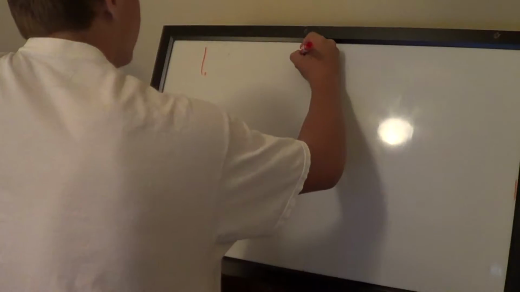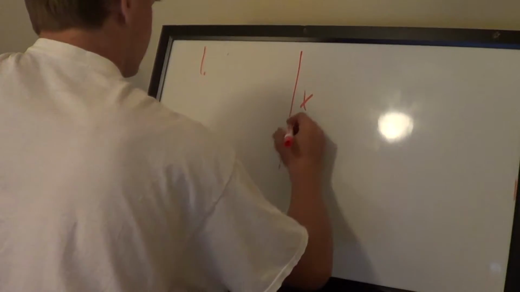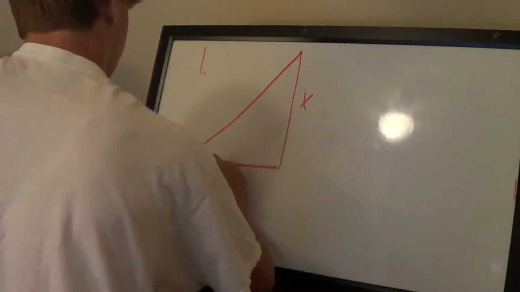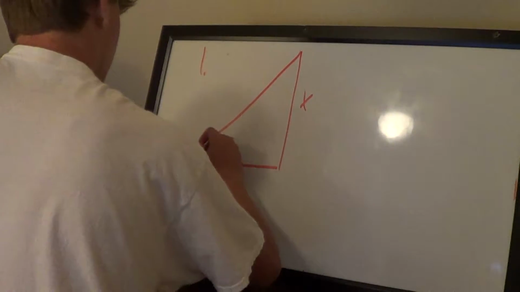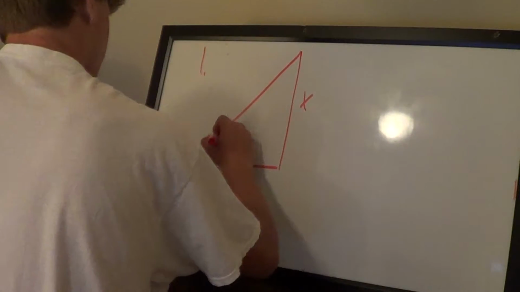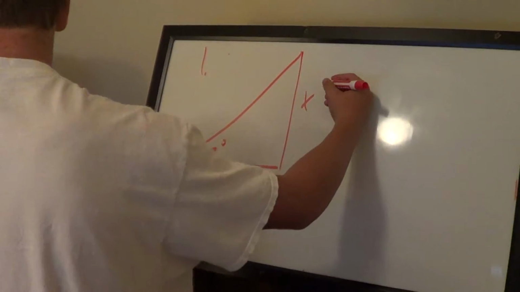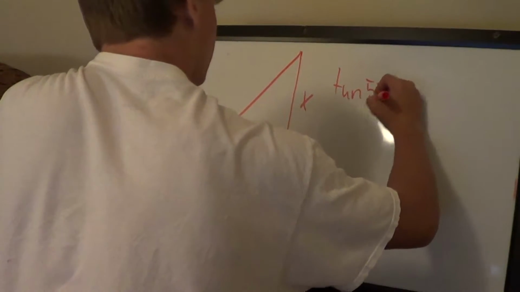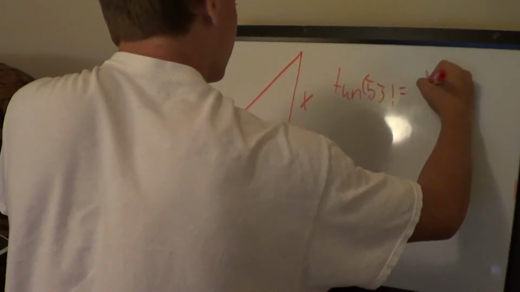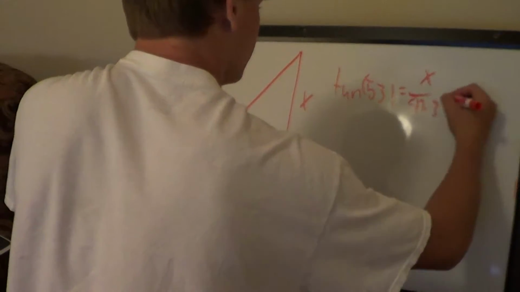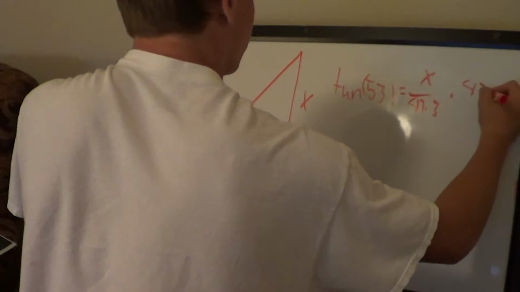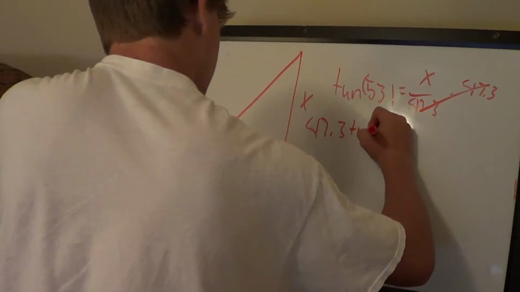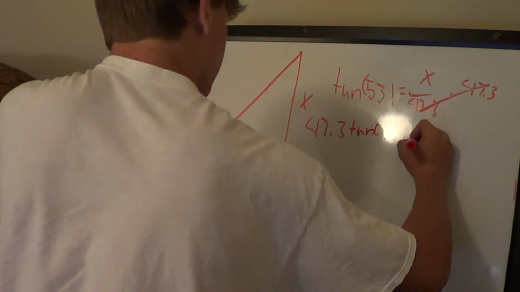So I set it up like this. X represents the height. The distance is 47.3, and the angle it created was 53. To find x, which is the height, we had to do tangent of 53 equals x over 47.3. Multiply by 47.3 on each side. Cancel. 47.3 tangent of 53 equals x.